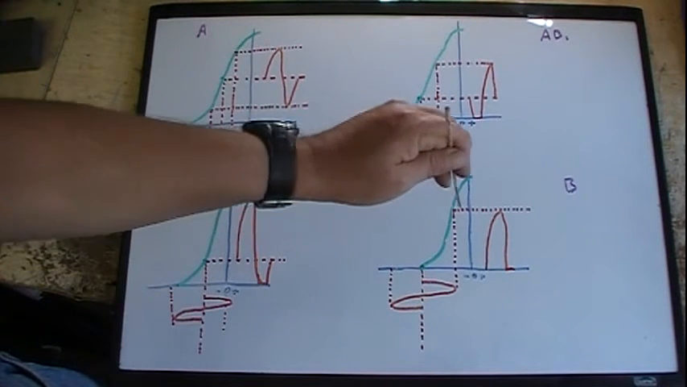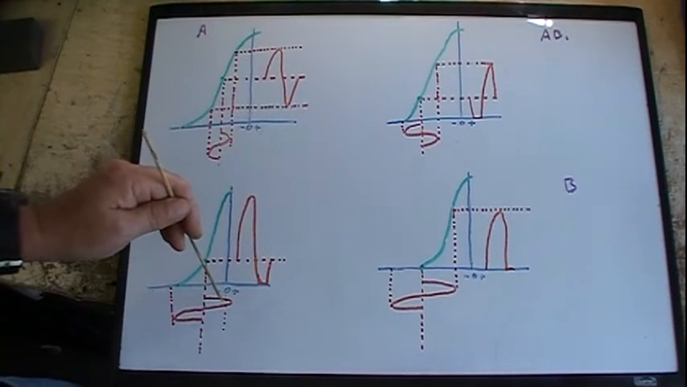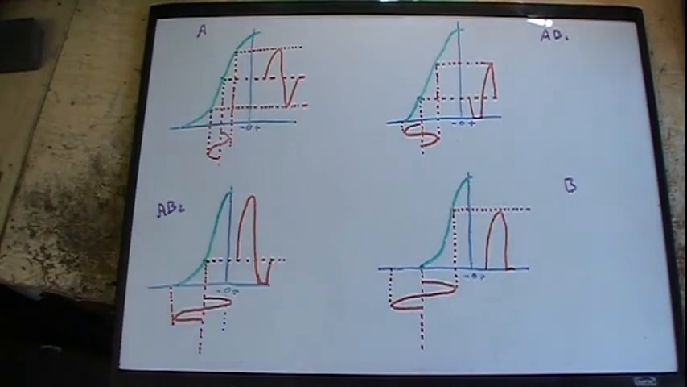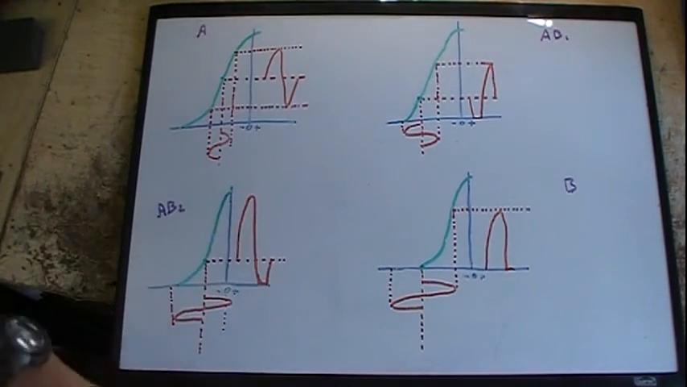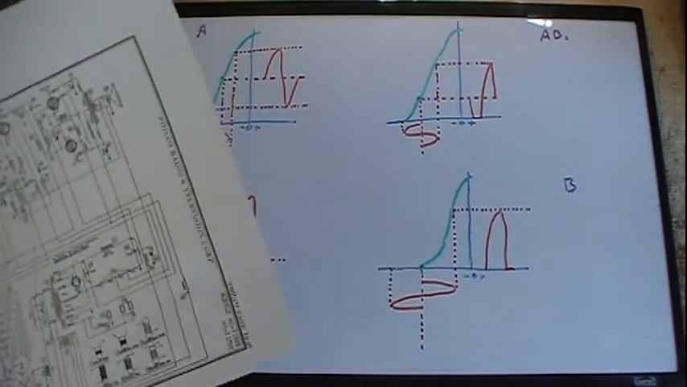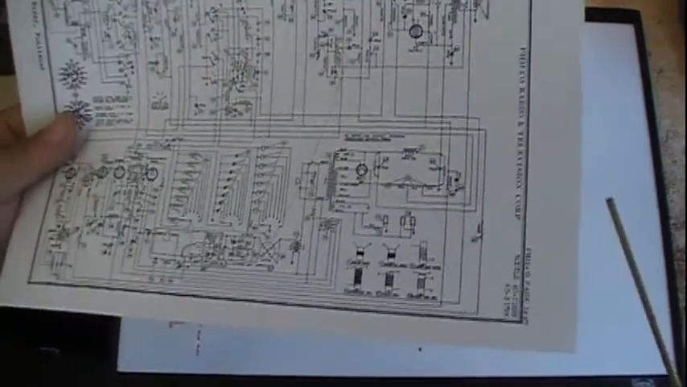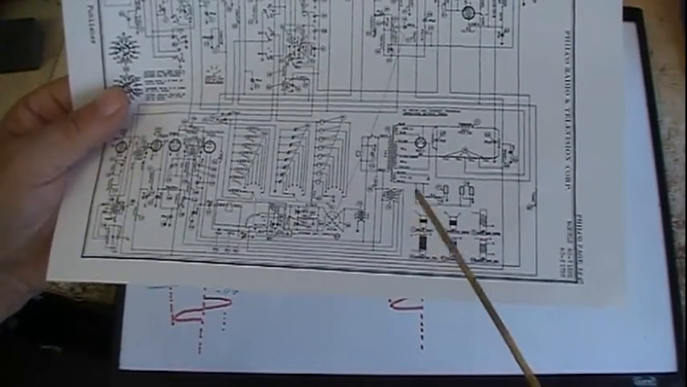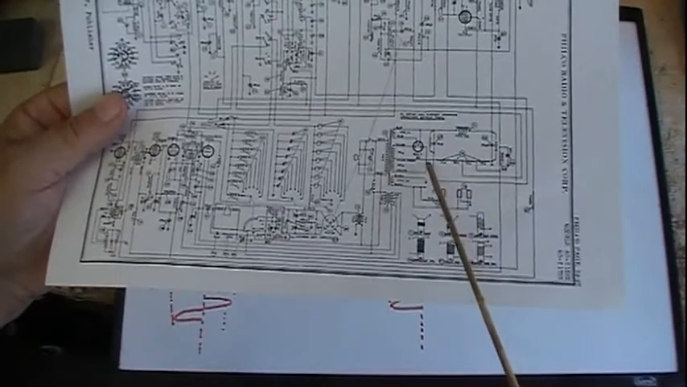Run it through there and then get the current you need for the AB1 or the B. So that's another way of doing it. But there's a third way of doing it, and that's fixed bias. Just like I showed you on this schematic here, if I can hold this steady, that's what this is: fixed bias.